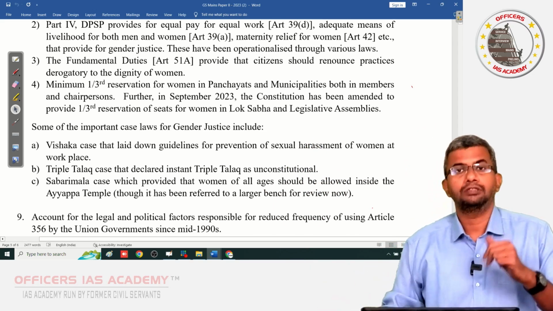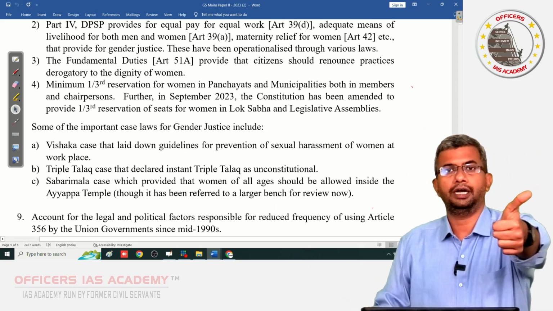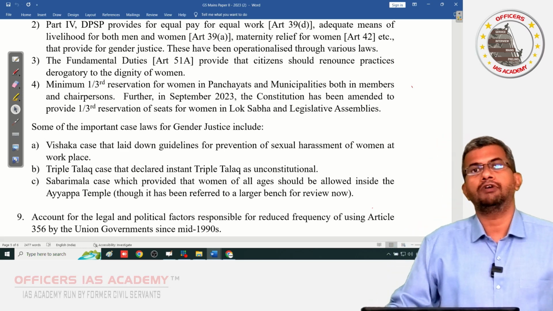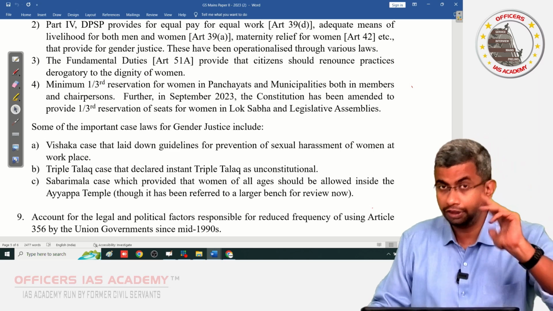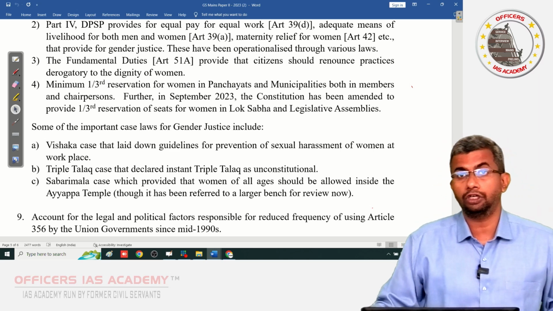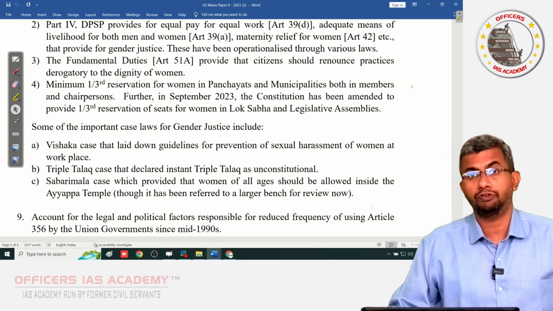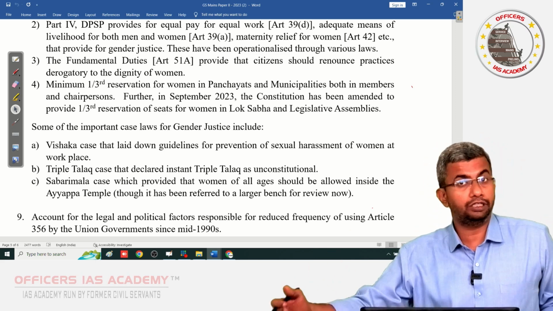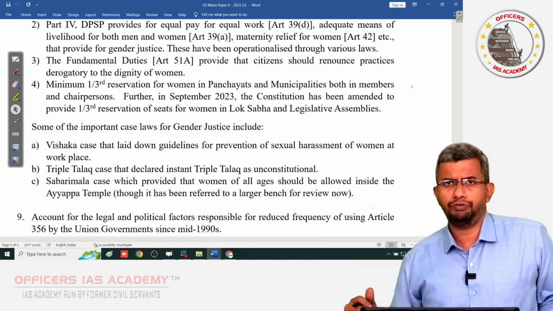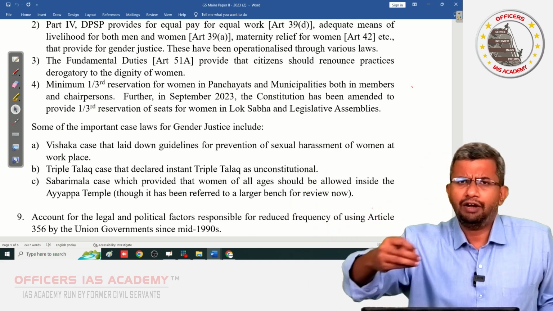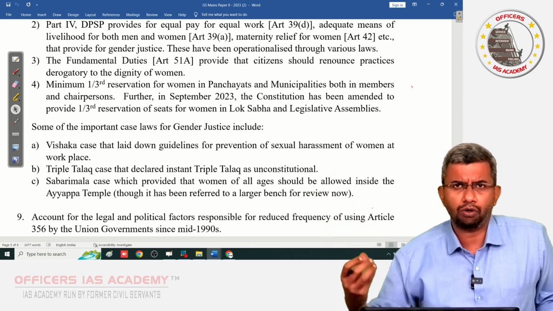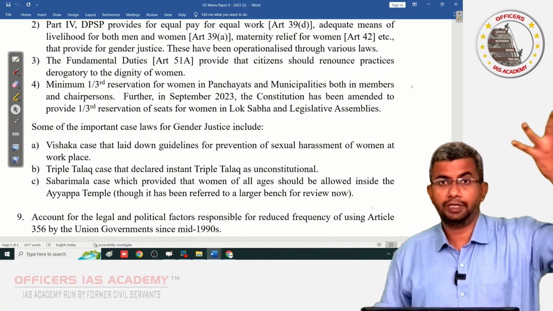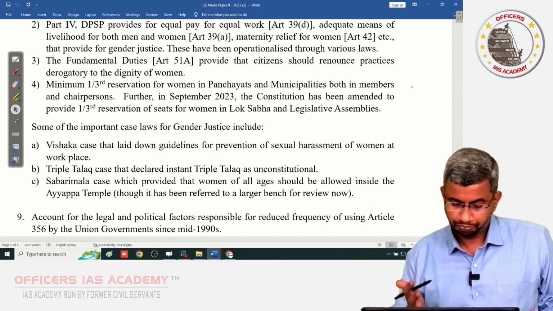And what are the case laws that you can quote? Vishaka, most important, guidelines for prevention of sexual harassment at workplace. Triple Talaq case, which struck down instant triple talaq as unconstitutional, thereby ensuring gender justice for Muslim women. Sabarimala case, which allowed all women to enter the shrine, though it has been referred to a larger bench for review now, that can also be quoted. And a few other cases, if you can think of, you can quote, but these are some recent important cases. Vishaka guideline is though a '97 case, but it's a very famous case for gender justice.